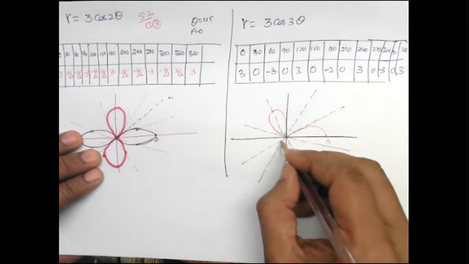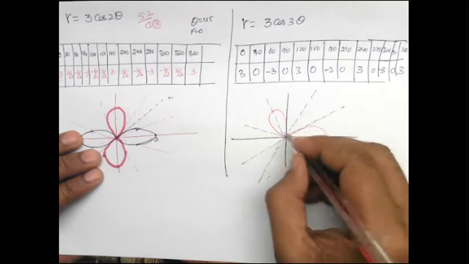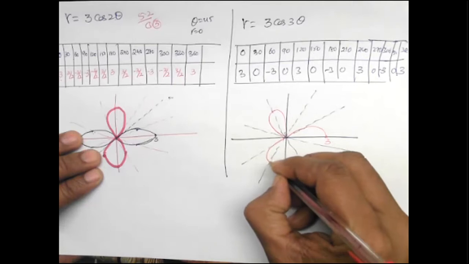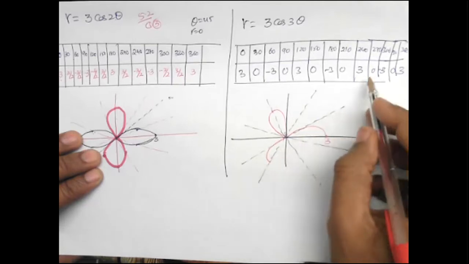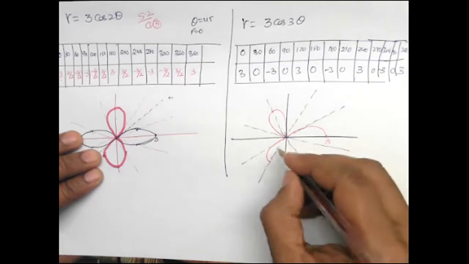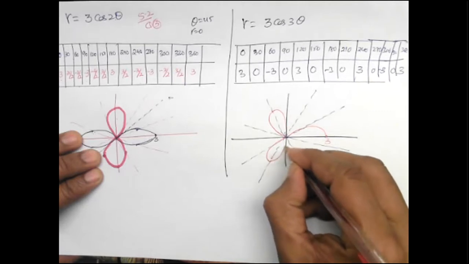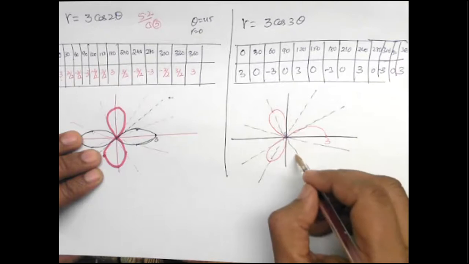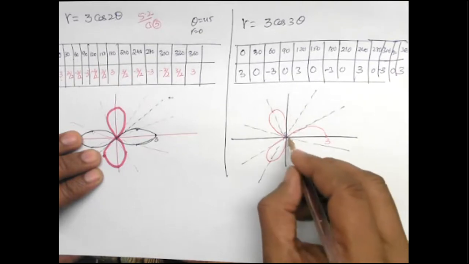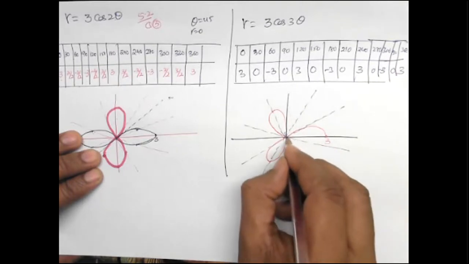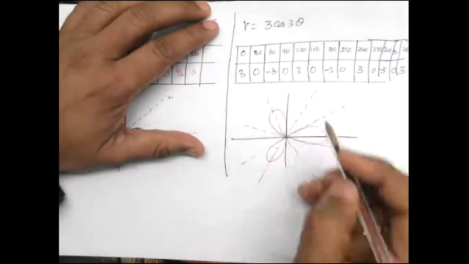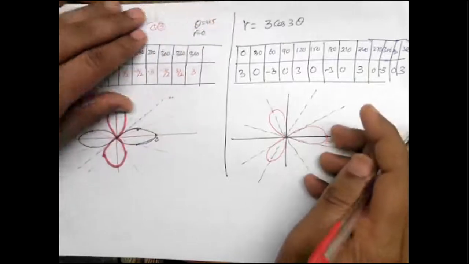210 is 0. 240 is 3, so it's going to go up to 3. And 240 is 3, I've got that. 270 is 0, so it's going back to 0 there. And 300 is -3. I'm going to avoid that. 330 is 0, and 360 is 3. So it's going to go there. Okay, that's the graph, r equals 3 cos 3 theta, and 3 petals there.